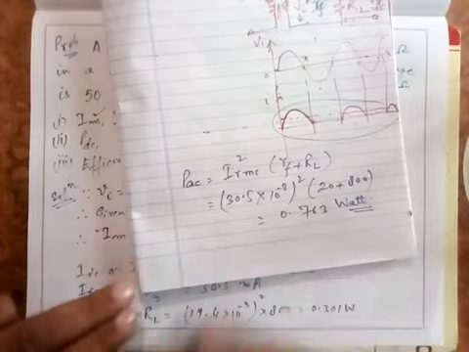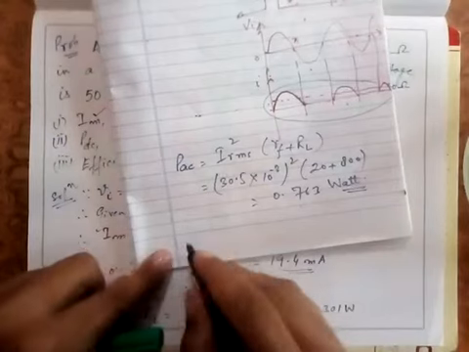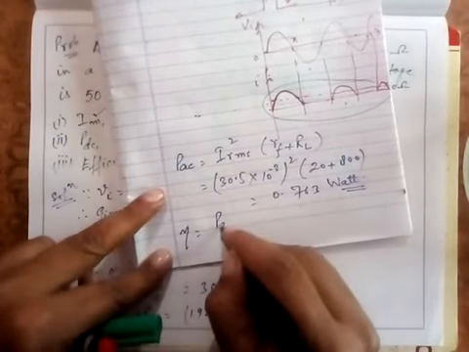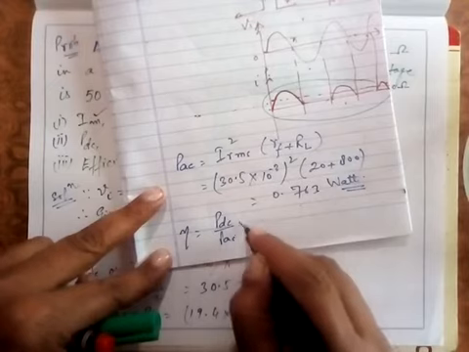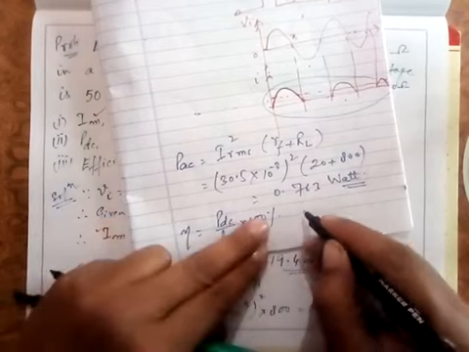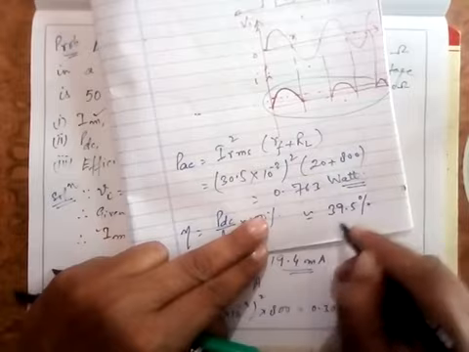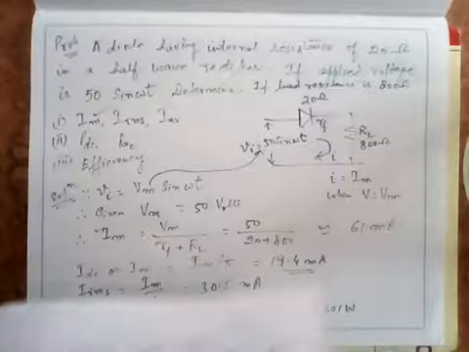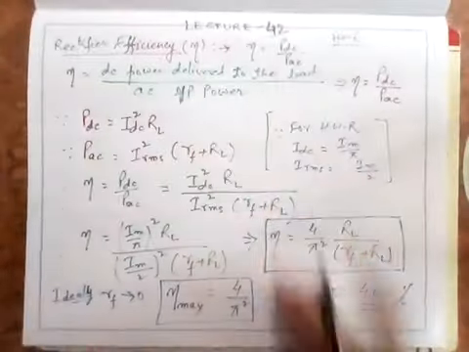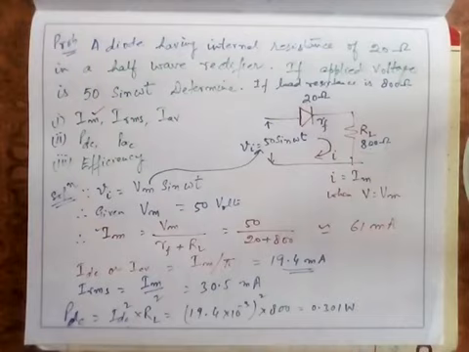Next, the last part is to find the rectifier efficiency. So rectifier efficiency eta is equal to PDC upon PAC into 100, in percentage. This comes out to be approximately 39.5% as per my calculation. Also you can find this without using these two. If you don't want to use these two, you can find the efficiency by 4 upon pi square into RL upon RF plus RL. That will give you the same result. So I hope that this is clear to you. I'll stop it here. Thank you.